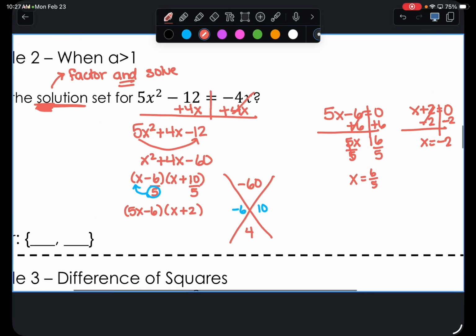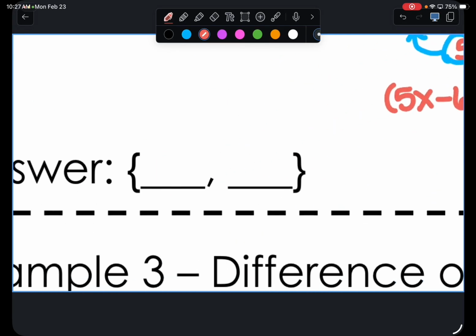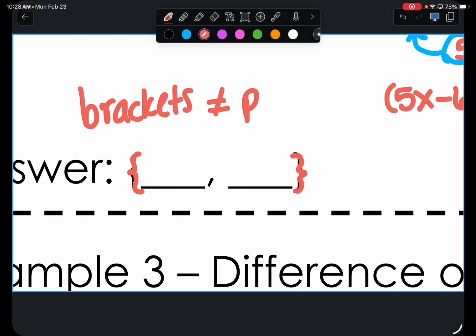Look at your answer choice and how it's written, right? You don't have parentheses. What are those called? Does anybody know what those are called? Columns? Brackets? They're brackets. How do you know? Brackets are not the same thing as parentheses.